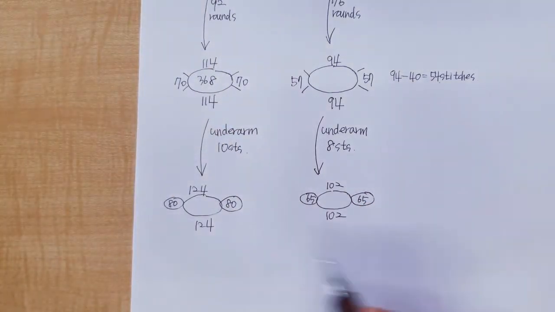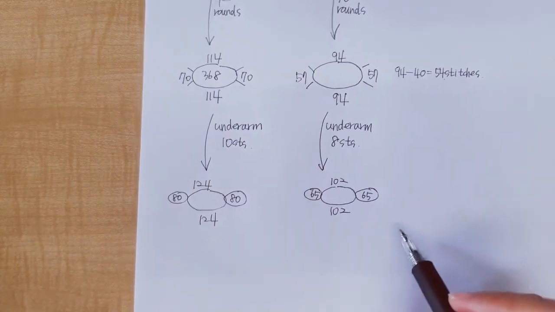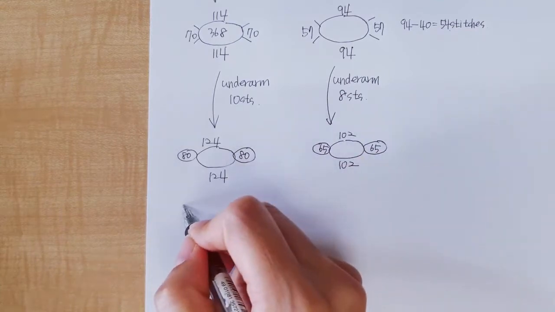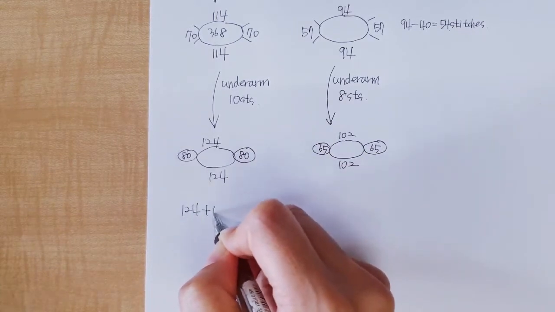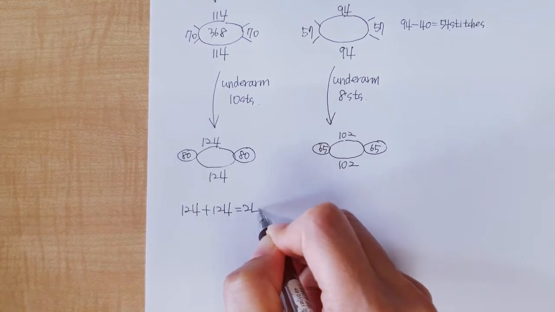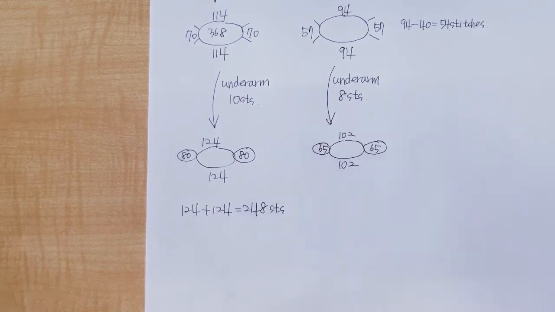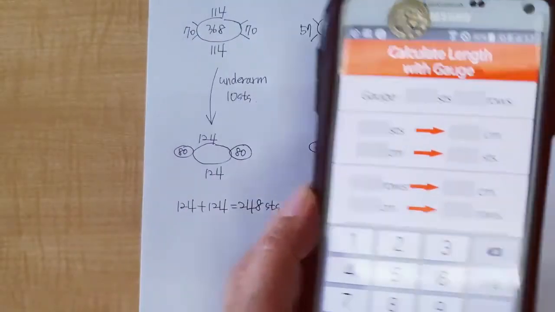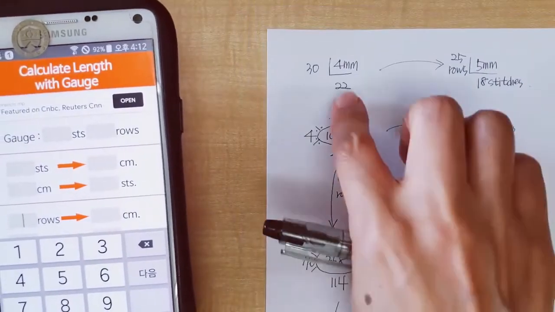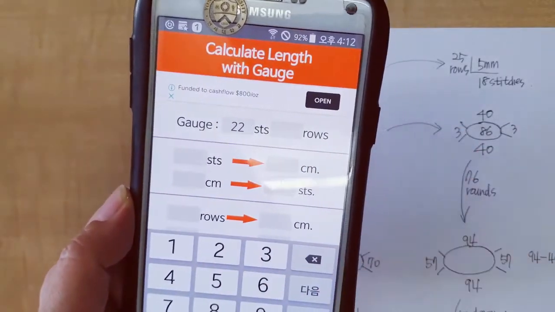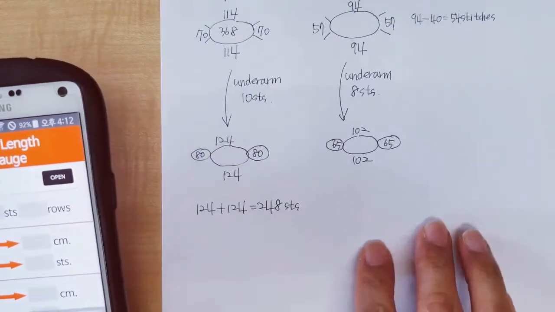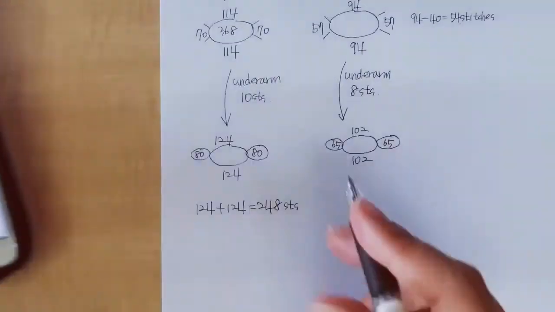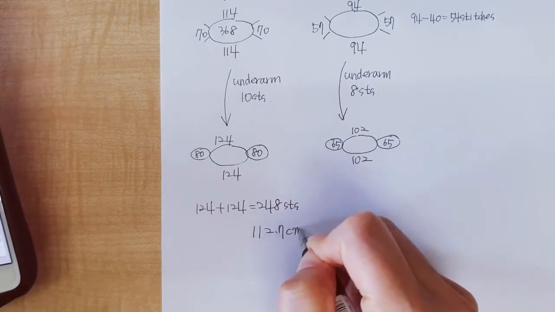I'll check if I've converted it correctly. The most important thing is the chest. The chest circumference stitches of the pattern are 248. Use length calculator menu to calculate the stitch length. Enter gauge stitches 22 and enter 248. It's 112.7 centimeters long.